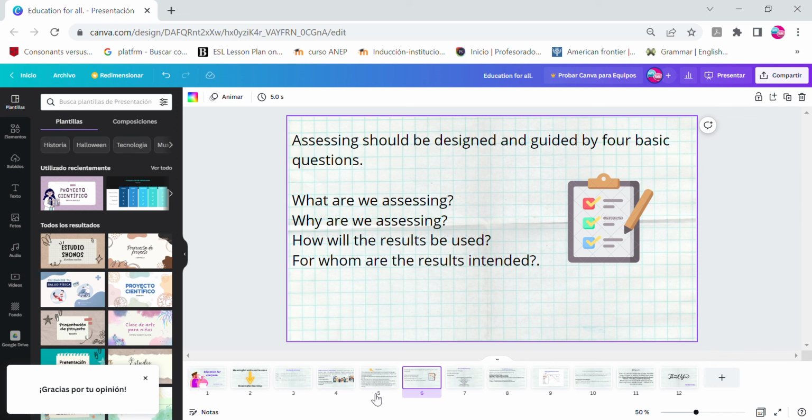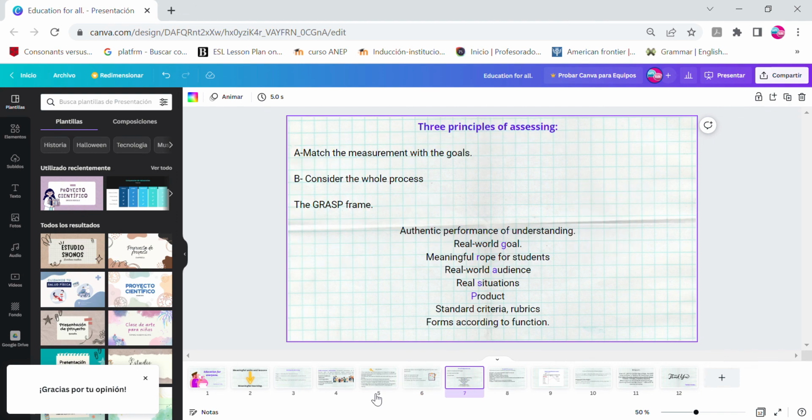Sometimes it happens to us that we create a lesson, we create a unit, and at the end of it, we have to apply a summative test, and it has nothing to do with the work that we have been doing during an entire month. So assessing is a very difficult topic, because it is important that the assessing aspect of our practice should be coherent.